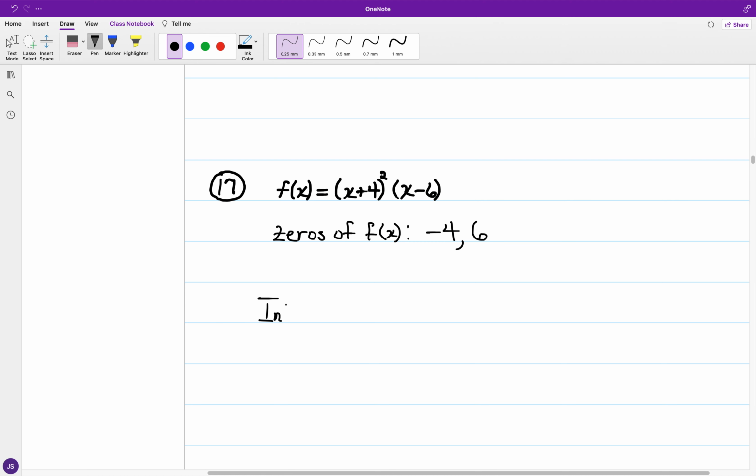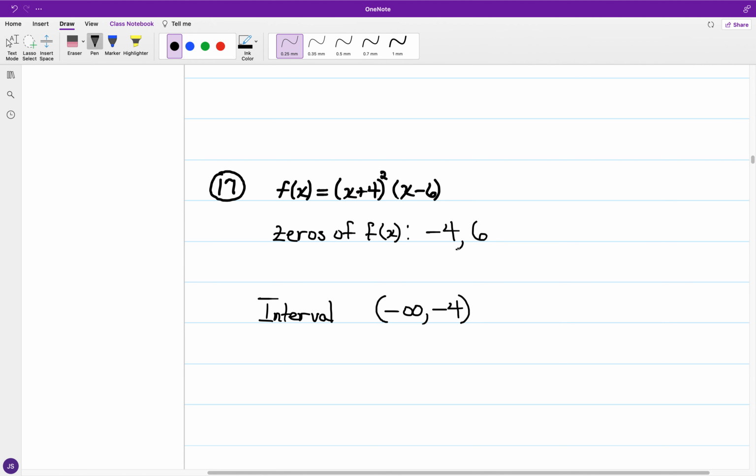We're looking at spanning the entire set of real numbers. Our zeros are negative 4 and 6. Negative 4 is the lesser of the two zeros, so for the smallest values of x, we'll be looking at the values of x less than negative 4.